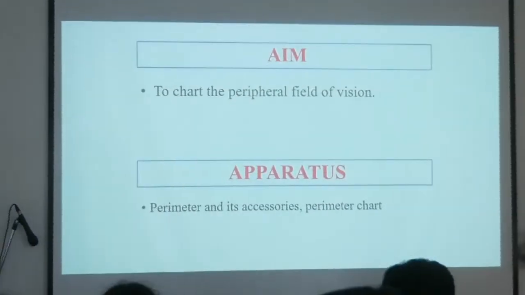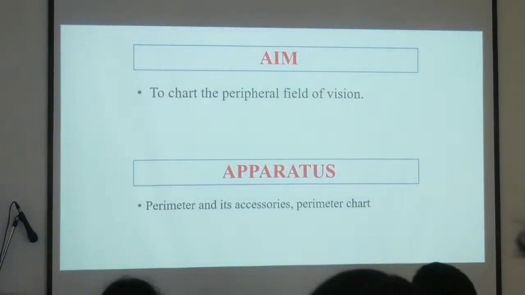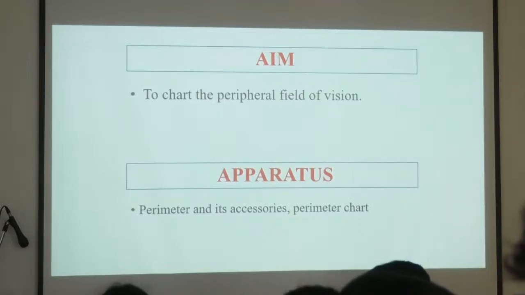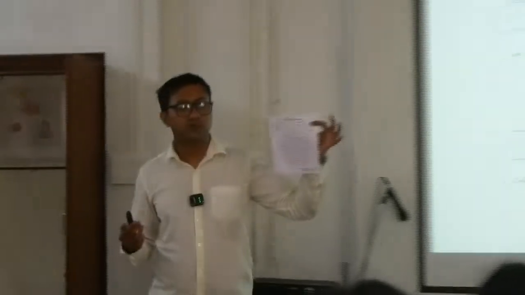Okay. So today our aim is to chart the peripheral field of vision. Okay. And what is the apparatus required? Apparatus required is the perimeter and its accessories and a perimeter chart. Okay. So here is the perimeter chart and we will use it. Right. I will explain how to use this perimeter chart. Okay. So we will see field of vision.